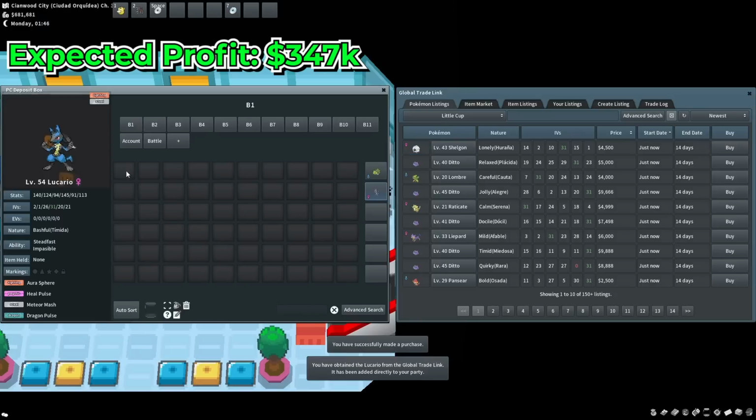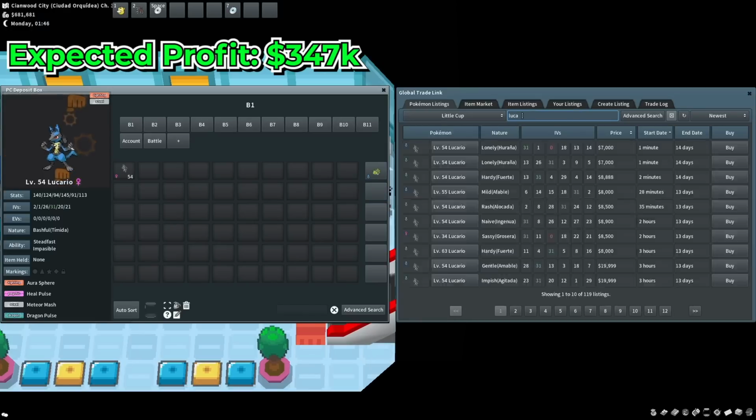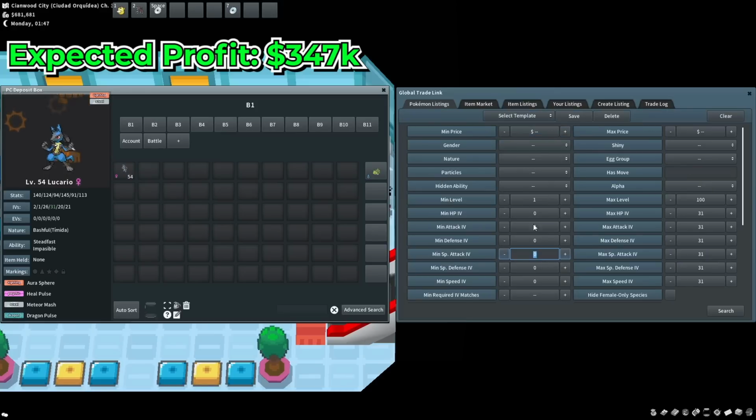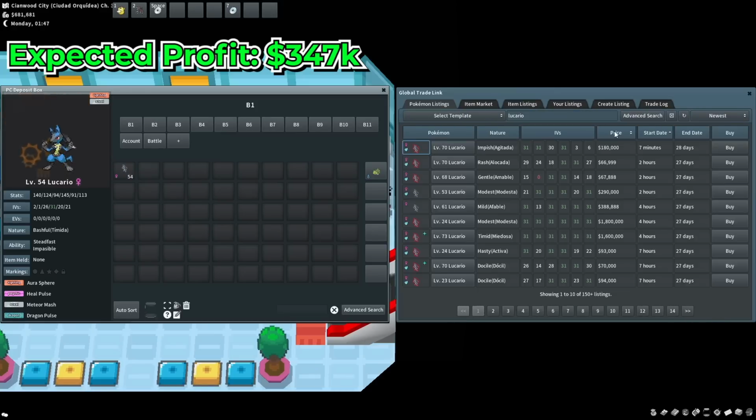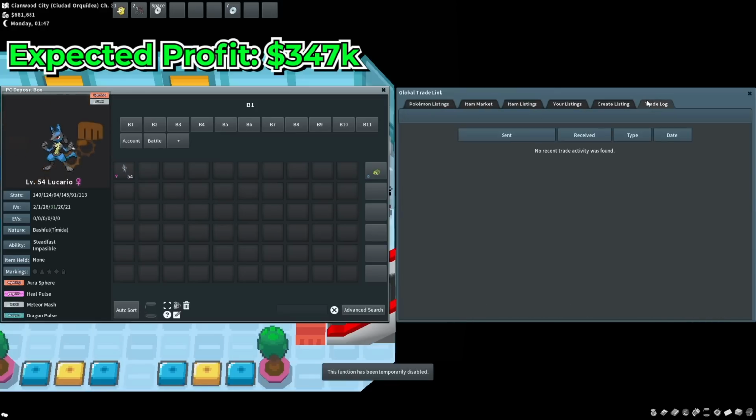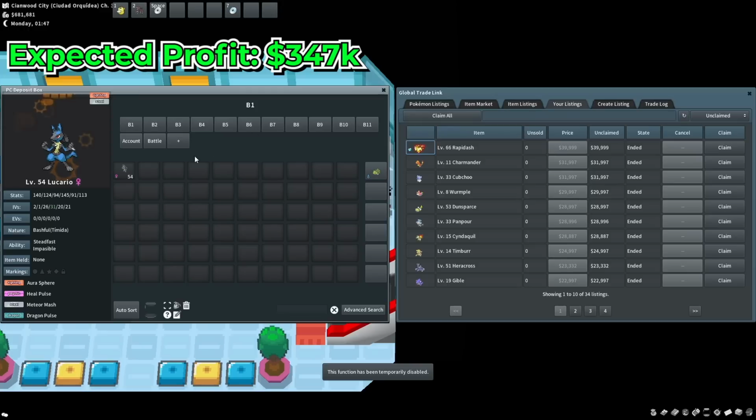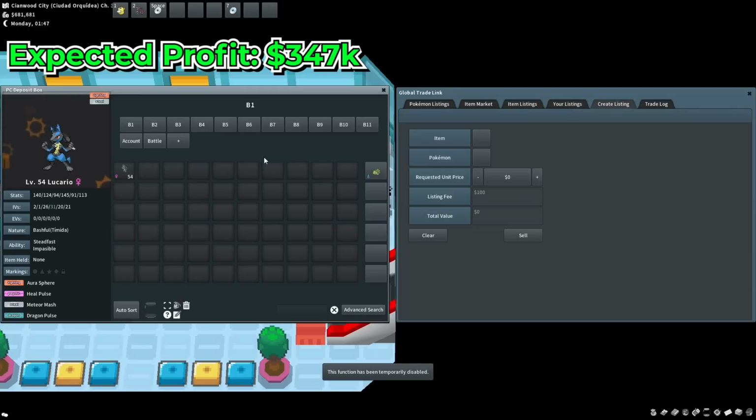Now Lucario with 31 in special attack and it being female is the goodbye. 31 female. I bought it for 6 I think, so I'll list it at 20.